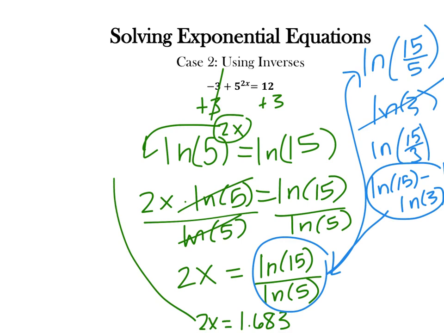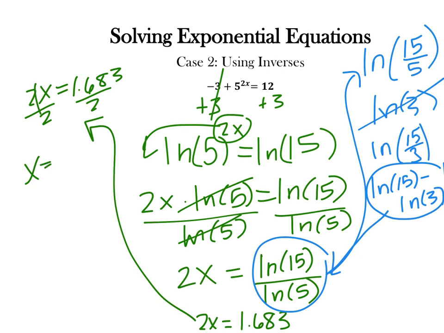I'm going to continue solving this over here. 2x equals 1.683. Divide both sides by 2. X equals 0.84 or 0.85, depending on how you round. And of course, you always want to plug your answer back in and check for extraneous solutions, but this one should actually work out. I checked it myself.